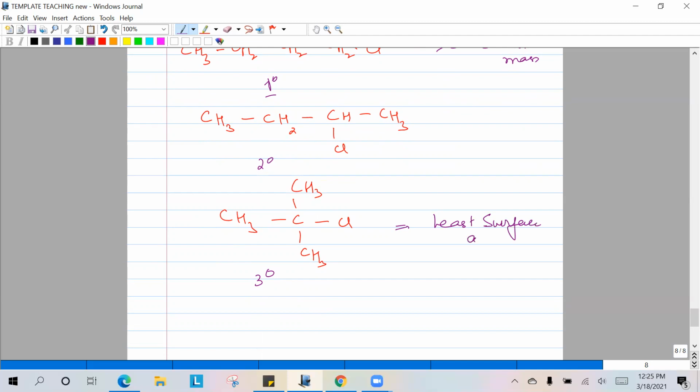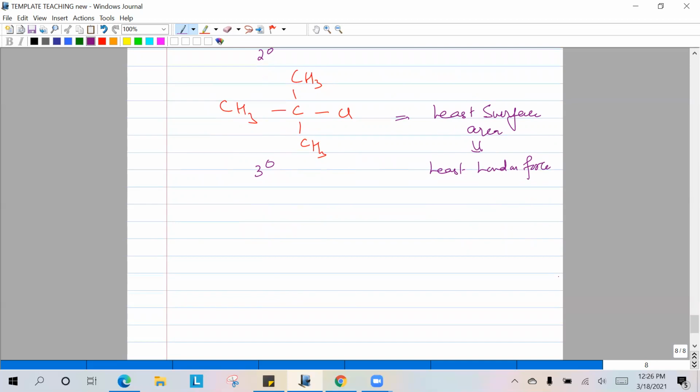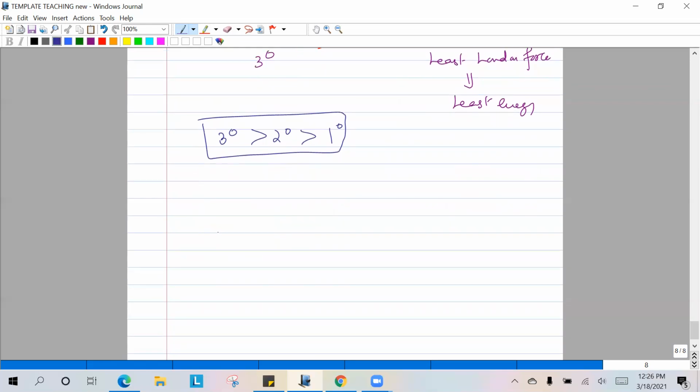Least surface area would mean least London forces. And if the London forces between the tertiary haloalkane are least, that would mean least energy required. So the order of boiling points would be tertiary maximum, then comes the secondary, and then comes the primary.